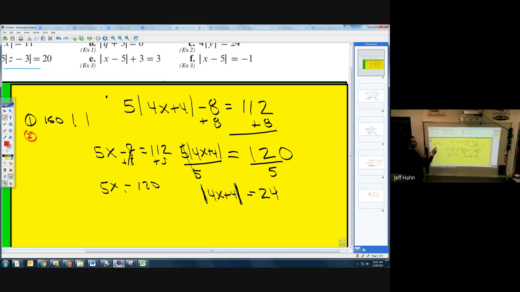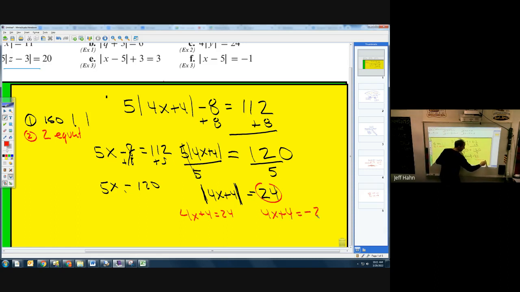This is step number 2, where you have to make the 2 equations. What are those 2 equations? You take away the absolute value sign, you get 4x plus 4 equals 24. It stays the same for one of them, but the other one, you make 4x plus 4 equal a negative 24. One of them, this stays the same. This one, the other one, it becomes its opposite. And then you have to solve those equations like normal equations.